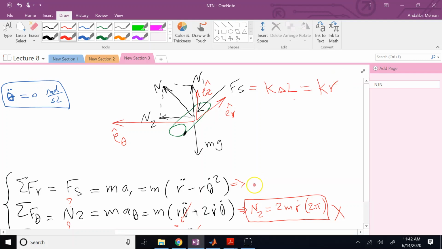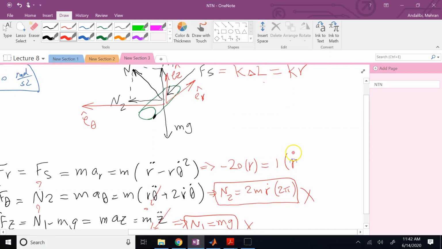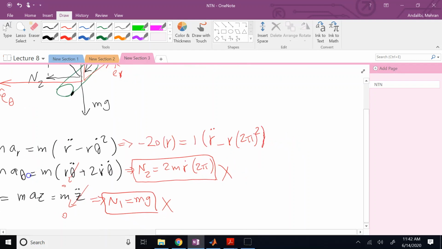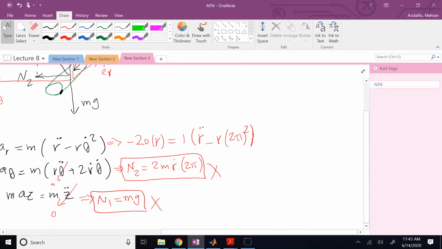So if we write it, now since e_r is outward positive and F_s is inward, it is going to be negative k times R, and k is 20 in this case. This is equal to m, and m is 1 unit, times R double dot minus R times theta dot squared. Okay? So now if you look at this equation, clearly there is no other unknown than R or R double dot or R dot in it. So first of all, this is a differential equation. And it is second order, and the coefficients are all constant. So it's a second order constant coefficients ordinary differential equation with initial conditions, and we can easily solve this.